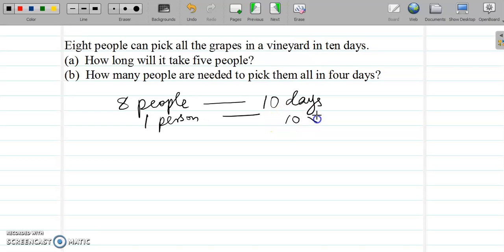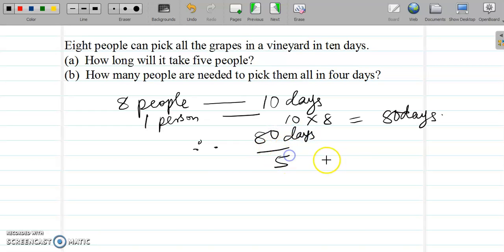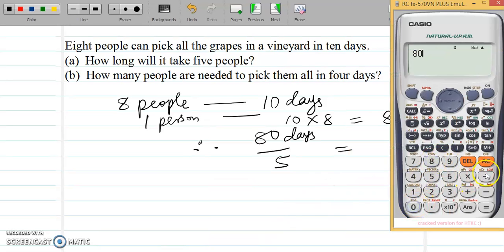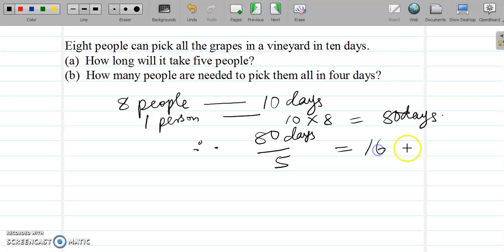That is 10 times 8. One person will do that work in what? 80 days. See that? So how long will it take 5 people? 5 people will now be 80 days divided by what? 5. So what do we have? 80 days divided by 5 will give us 16. So we have that to be 16 days. So 5 people will do that work in 16 days.